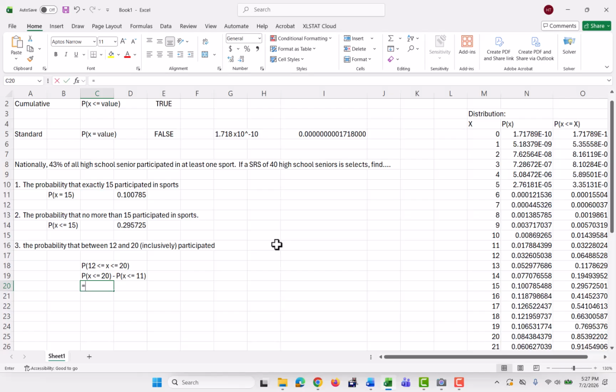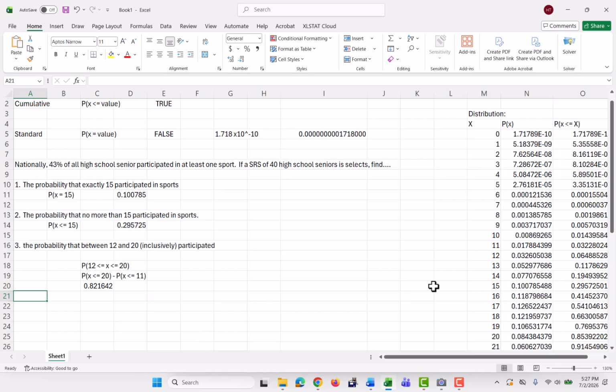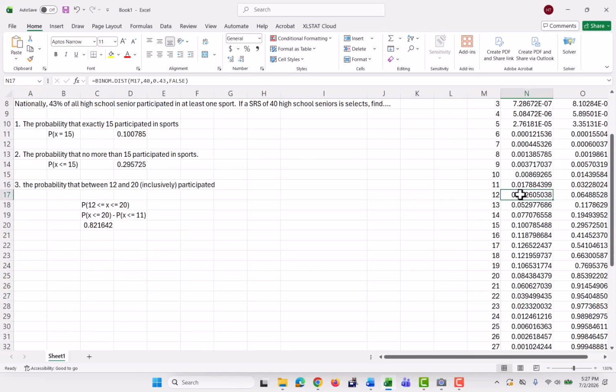And so the calculation here is going to be equals binomial.dist of 20 successes in 40 trials with a 0.43 probability, and true, because we're doing cumulative, minus binomial.dist. We're subtracting out up to 11. We're leaving 12 in, with 40, 0.43 probability and true. And there we go. If we were to add up from 12 to 20 over here, let's just do a sum over here quick. That's exactly what we get.